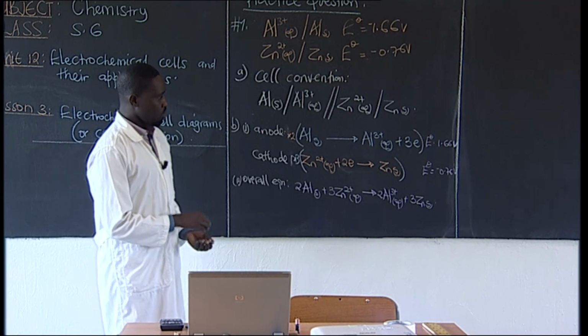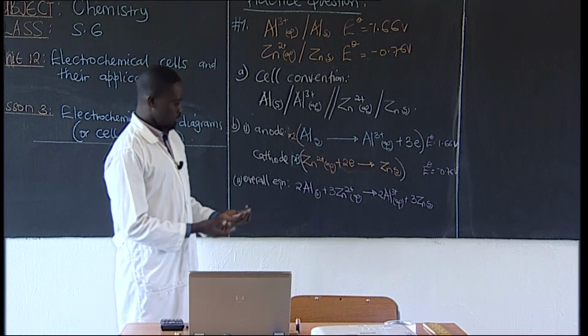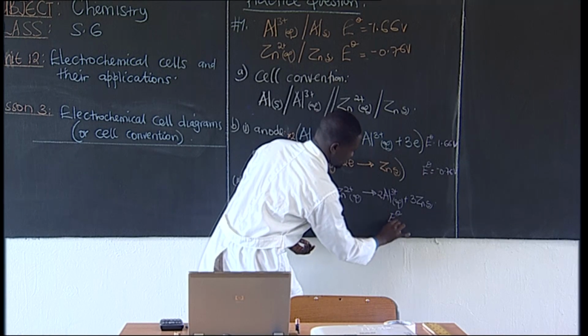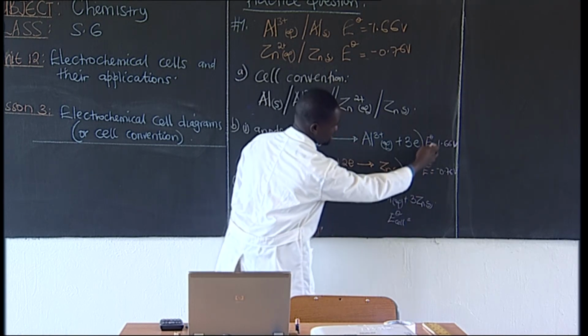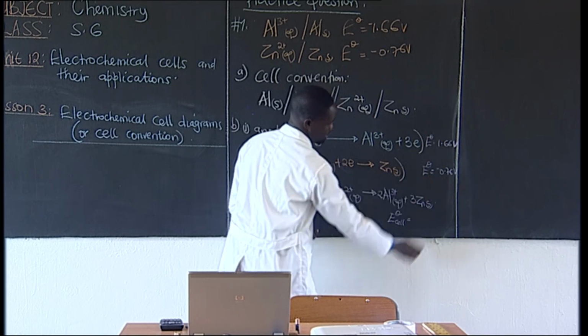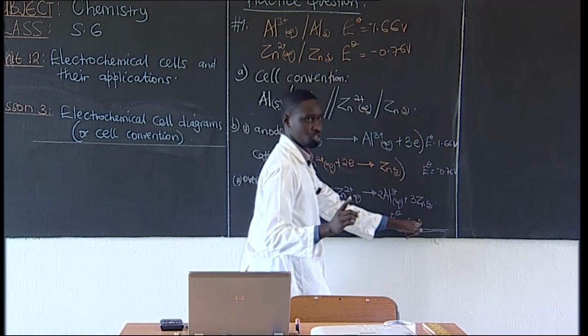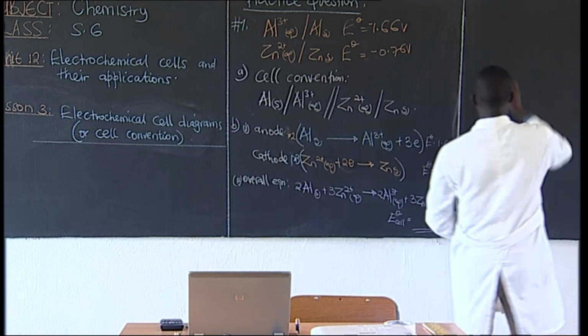So if you are to get the E cell directly in here, you would add directly this value and this. We shall come back to it a little bit. Let's first use the usual understanding.